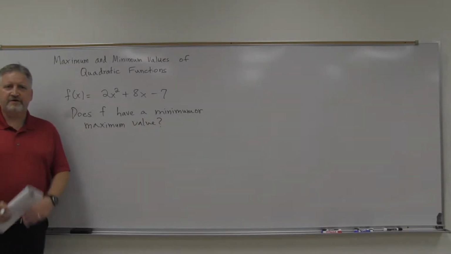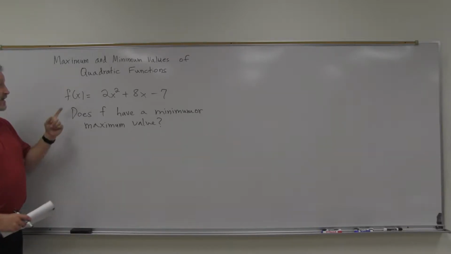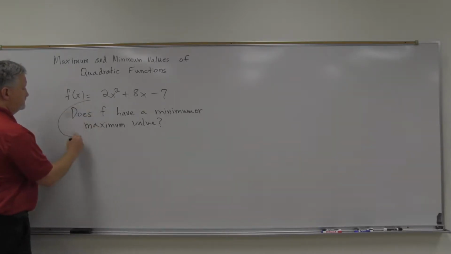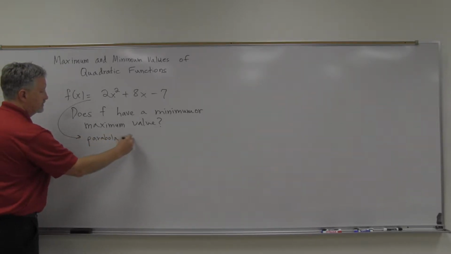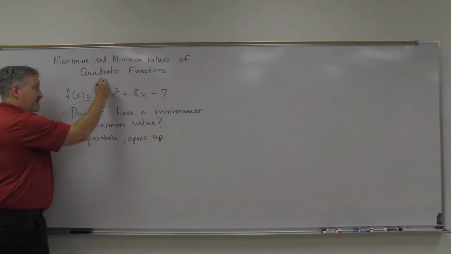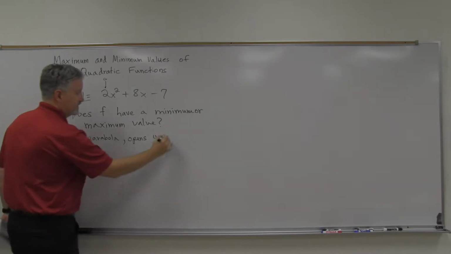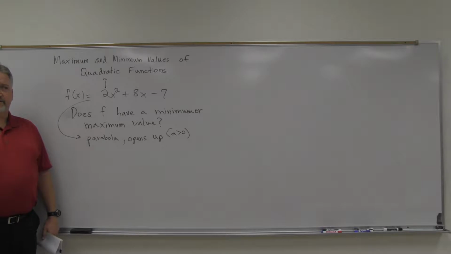All right, so the reason this question comes up is because of the very shape of the graph. Again, this is an x squared equation, and so what shape does that have? Parabola, okay? And in this case, it's a parabola that opens which way? Opens up. And we know that because the a value here is 2, which is positive. So an a that's greater than 0 will be an opening up parabola.